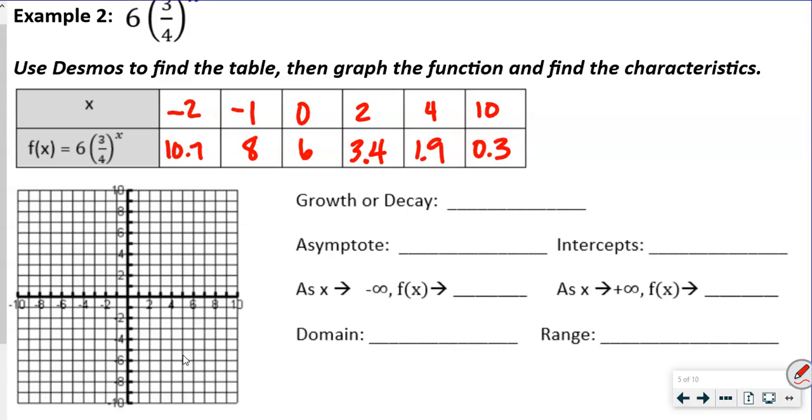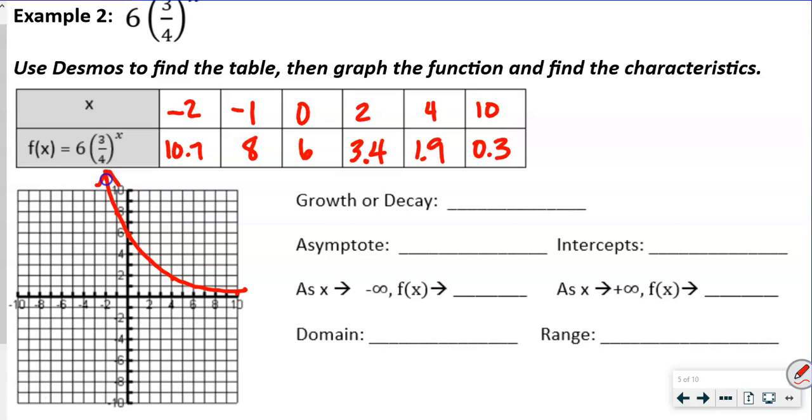So at -2, we were at 10.6. We'll just say it's kind of up there. At -1, we were at 8. At 0, we were at 6. Sorry, at 2, we were at 3.4. So we'll say close to 3.5. At 4, we were at 1.9, a little bit below. And then at 10, we were at 0.3. Okay, so again, I'm going to draw this graph to the best of my ability.